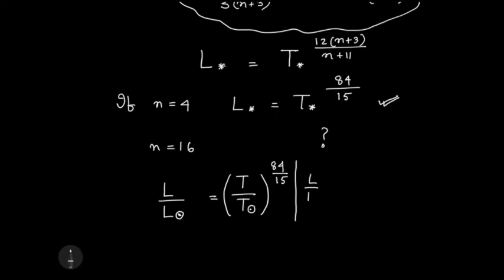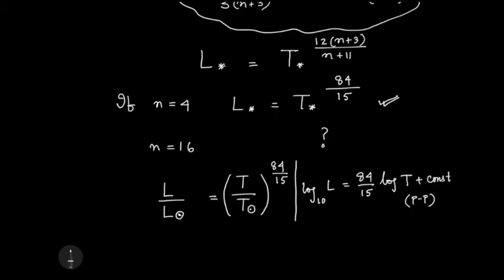Or to be more precise, L by L sun, if I take log of it, or let us write this way, log 10 of L is 84 by 15, which is about 5.6 log of T plus constant. This is for pp. Figure out what it is for n equals 16, the CNO cycle.